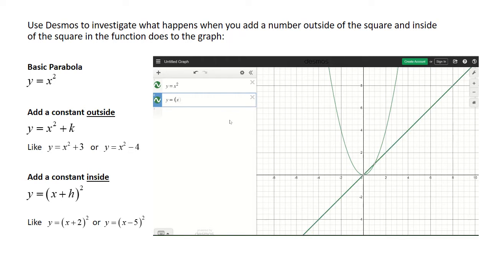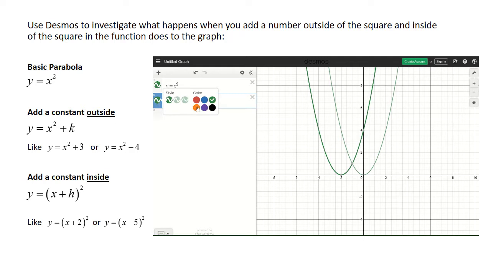So let's say I want to have a plus 2 on the inside of the square. So instead of adding the 2 on the outside of the square, I'm adding it to the inside using parentheses. Now, unfortunately, these are both green, so I'm going to change the color here and make it orange. So you can see my new adjusted graph where I had a +2 on the inside is now orange, and my original graph is green.